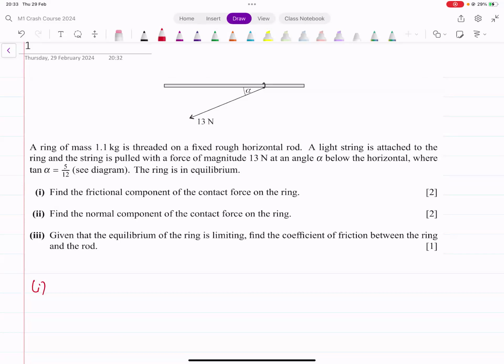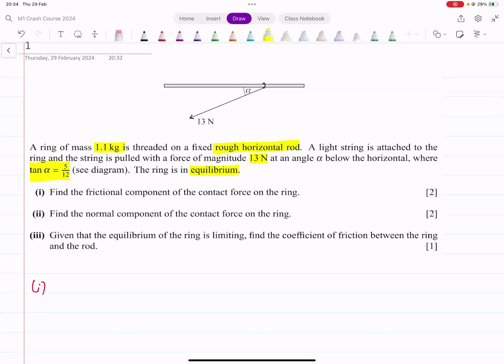Sorry. It's a rough horizontal rod. A ring of mass 1.1 kg is threaded to this rod. It says a light string is attached to the ring, and the string is pulled with a force of magnitude 13 Newton at an angle alpha below the horizontal. You can see that in the diagram, where tan alpha equals 5/12. The ring is in equilibrium.